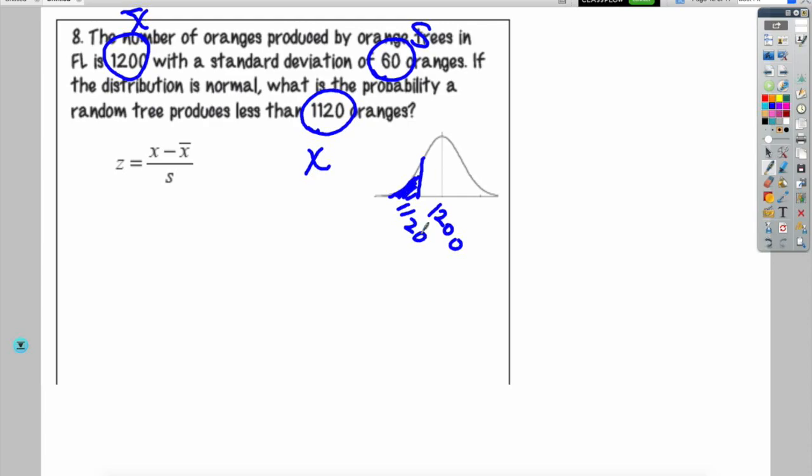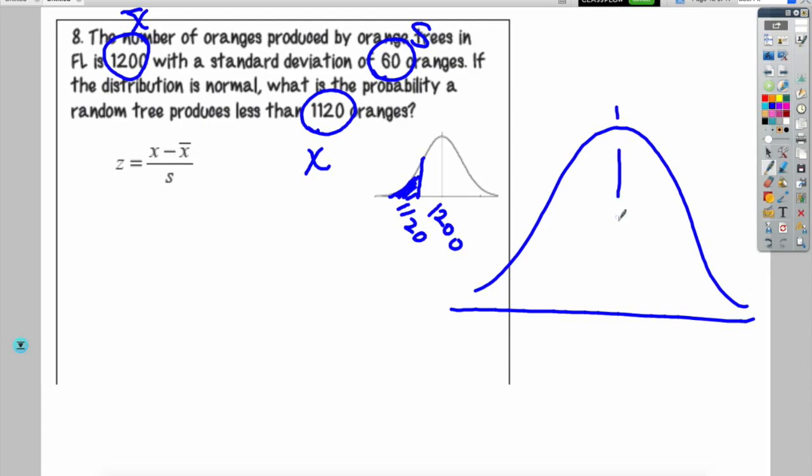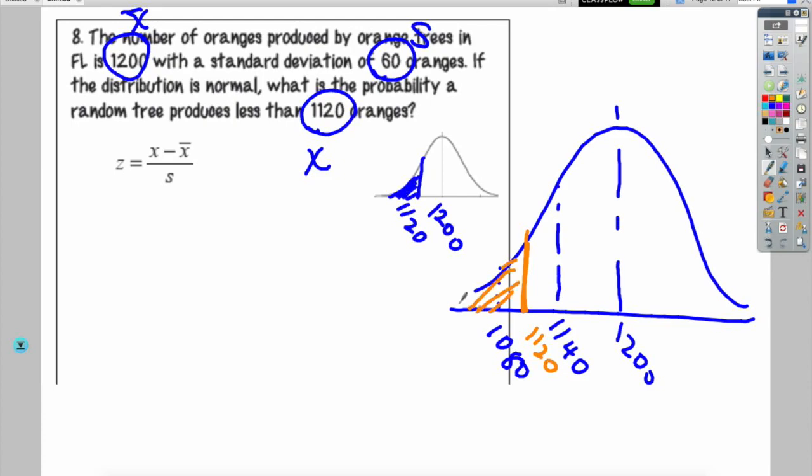Now, if we do a little bit of math, what's 1,200 minus 60? 1,140. And what's 1,140 minus 60? 1,080. 1,120 does not lie on a standard deviation, does it? No, it lies somewhere in between these two. Okay? Not exactly at half, so we're going to actually have to figure out what is that probability.